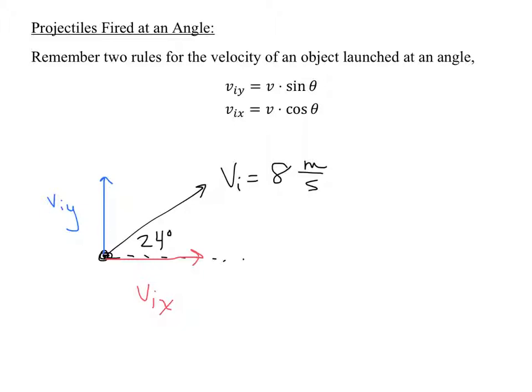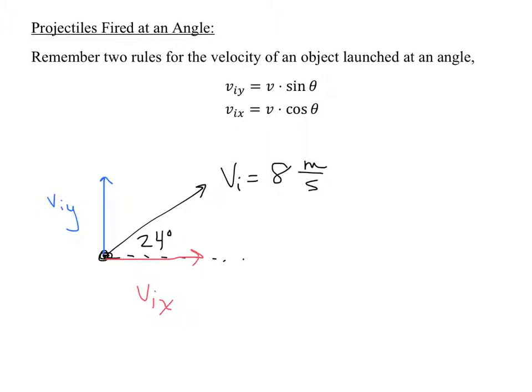When would the Y be bigger again? When would VIY be bigger than VIX if the angle were, fill in the blank? Good, bigger than 45 degrees. If the angle were bigger than 45 degrees. All right? So let's go into this first problem now with this knowledge down pat. It really helps for this first problem.